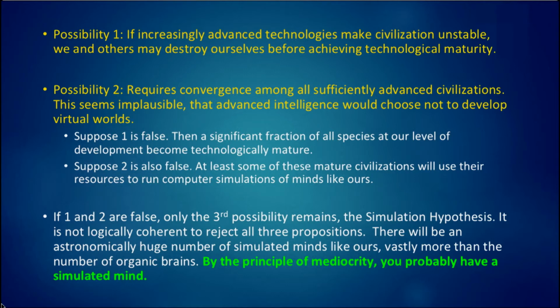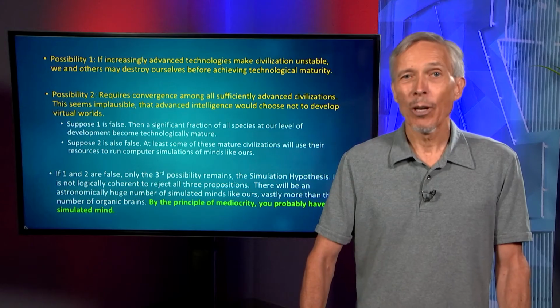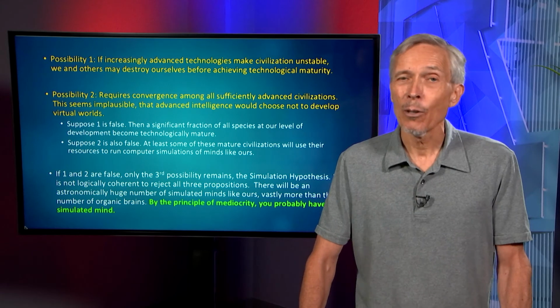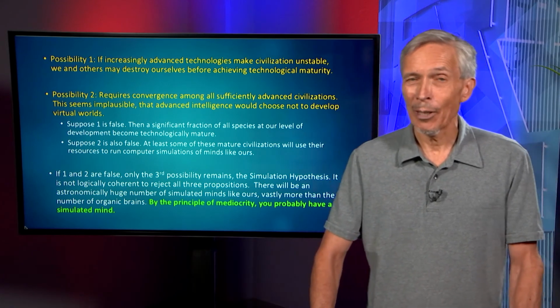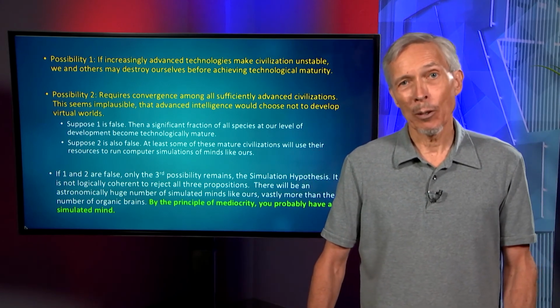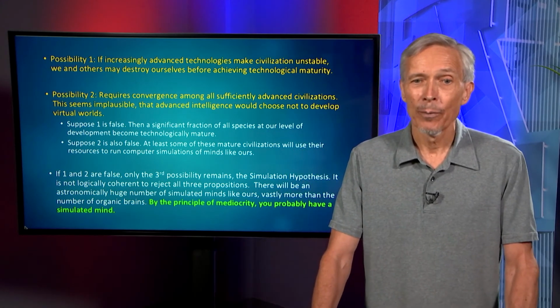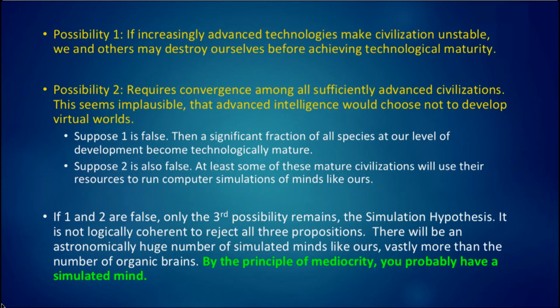This seems implausible because if you look at our world, we obviously put a lot of effort in technology and recreation into creating video worlds of greater and greater verisimilitude. In other words, we're creating virtual worlds that are increasingly indistinguishable from the real world. So we are doing this activity, making it better and better. Suppose one is false, then a significant fraction of species at our level of development become technologically mature, and so are able to create entities like us.